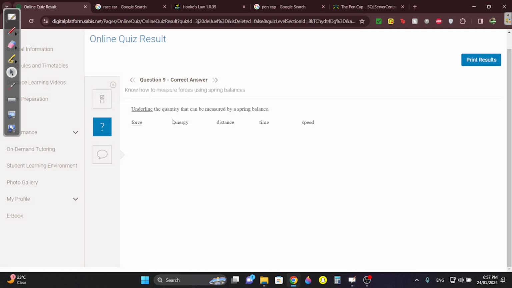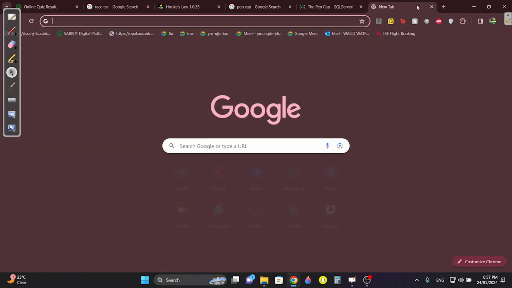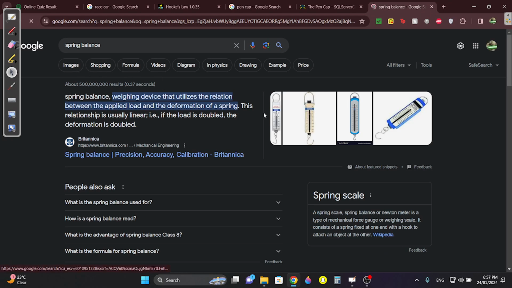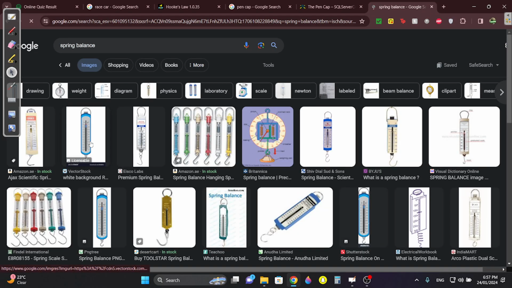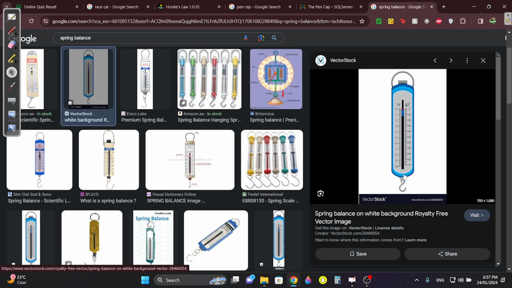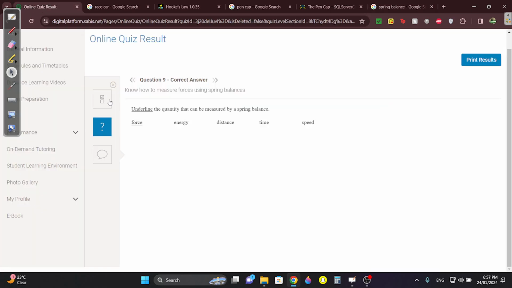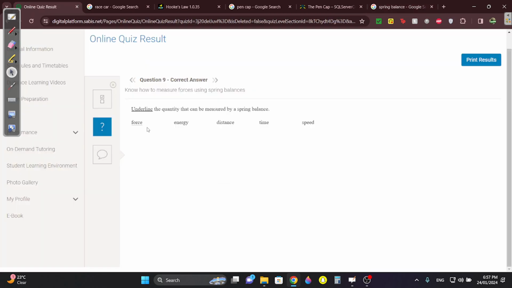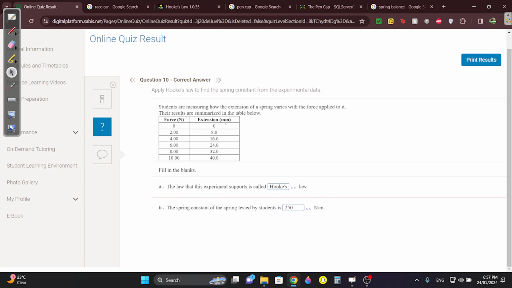Okay, underline the quantity that can be measured by a spring balance. A spring balance, for those of you who don't know how it looks, it's this here, over here. So this is actually a spring. You hang something, and what do you measure? You measure the force, right? See how it says newtons? That's the force.